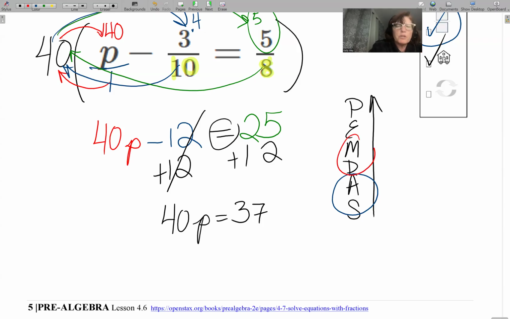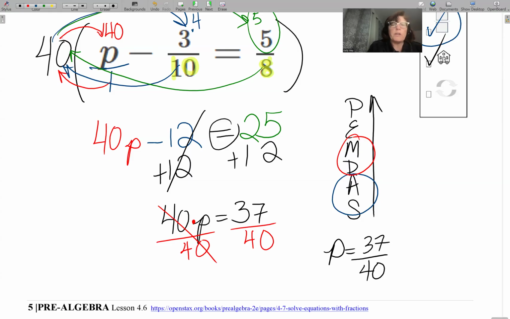And you do multiplication and division going this way. The opposite of multiplying is dividing. So P is going to equal 37 over 40.